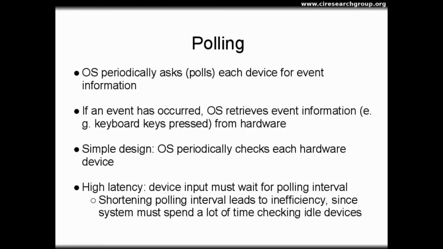If that time is set to be really short, I'll have good responsiveness, but the CPU is not going to get any useful work done. On the other hand, if we set that time length to be long enough for the CPU to get some work done, there's going to be a noticeable lag between the time I press a key and the time a character appears on the screen. Since the device must wait for a polling interval before it can translate input, we're going to have a high latency situation. And again, shortening that polling interval to try to reduce the latency simply wastes a whole lot of CPU time checking devices that have no input.